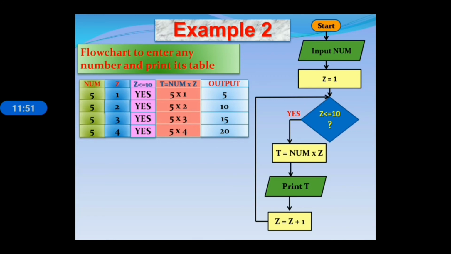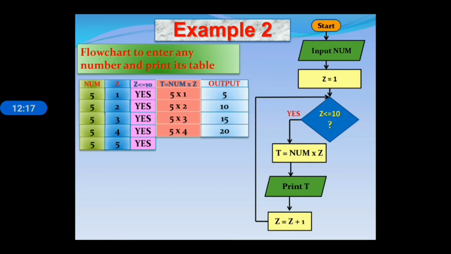Then again it increases the value of z by 1. Now z becomes 5. Then again return to the decision box and check whether the value of z is less than or equal to 10 or not. Yes, the value of z is less than 10, that is 5. So it will again multiply the value of num, that is 5, with the value of z, that is 5.